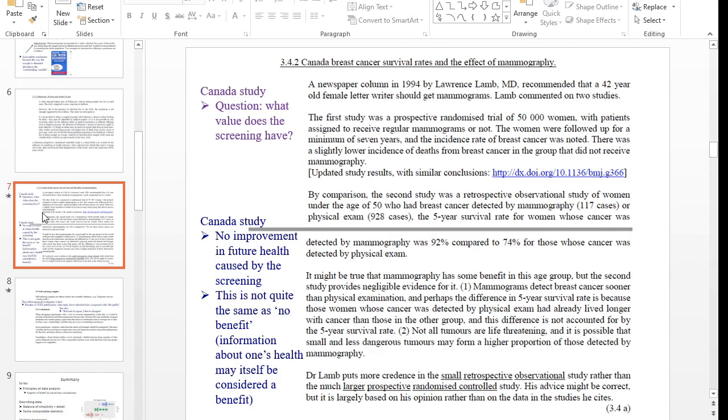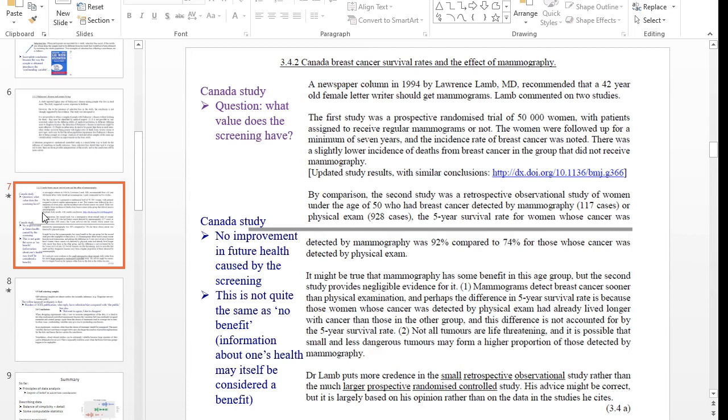Well, that's not necessarily true. His advice might be correct, but if it's correct, it's coincidence. It's not justified by the data in the studies he cites. The big study, the first study, pretty conclusively proved no health benefit of regular mammography. The second study is therefore easily explained a different way.